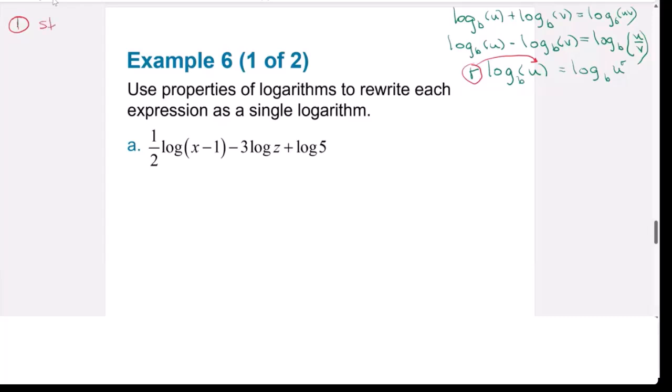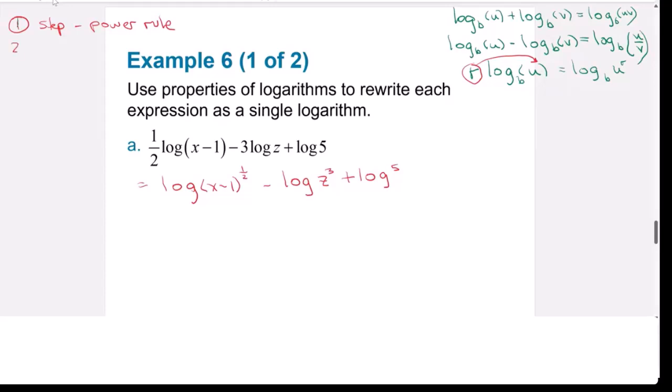Step 1 is going to be power rule. I'm always going to use the power rule first because I can't do anything as long as I have those constants in front of the logs. To use the power rule, this is equal to the log of x minus 1 to the 1/2 power minus the log of z cubed plus the log of 5. So that's my first step.